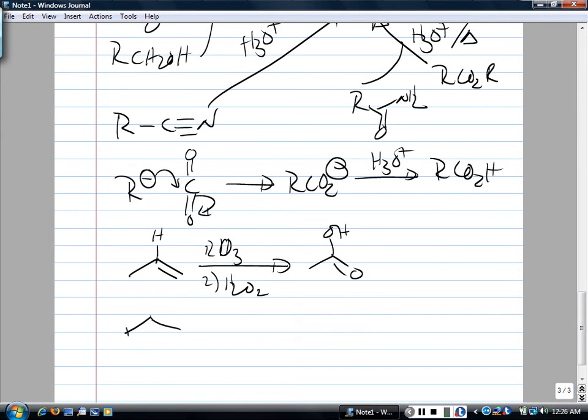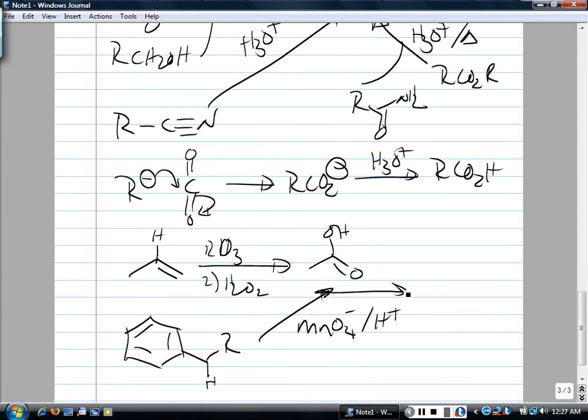And then finally, with aromatic compounds, we saw just the other day, if I treat a compound with a benzylic H, doesn't matter what's here, with acidified permanganate, I get side chain oxidation to make the corresponding benzoic acid. Okay, so there are lots of different preps for carboxylic acids.